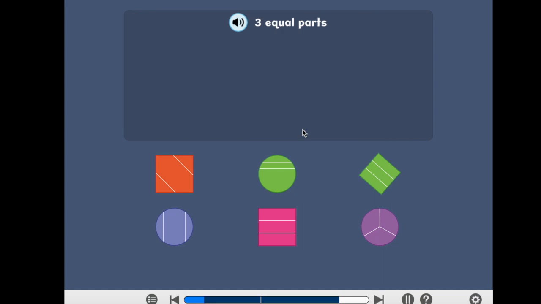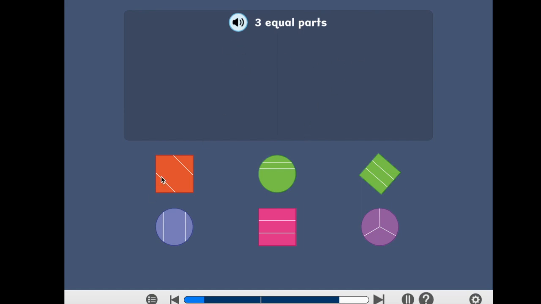So, all in all, you guys are strong at being able to see halves, two equal parts, and you're very strong at seeing fourths, four equal parts. What tricked you a little bit was thirds, or three equal parts. Remember, third is the word for when a shape has three equal parts.